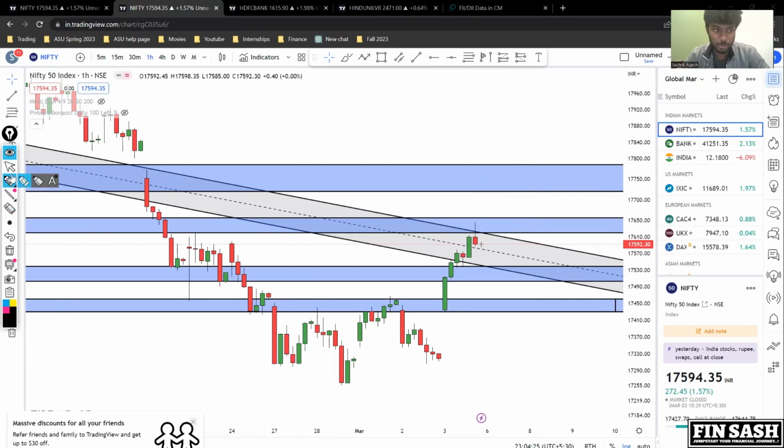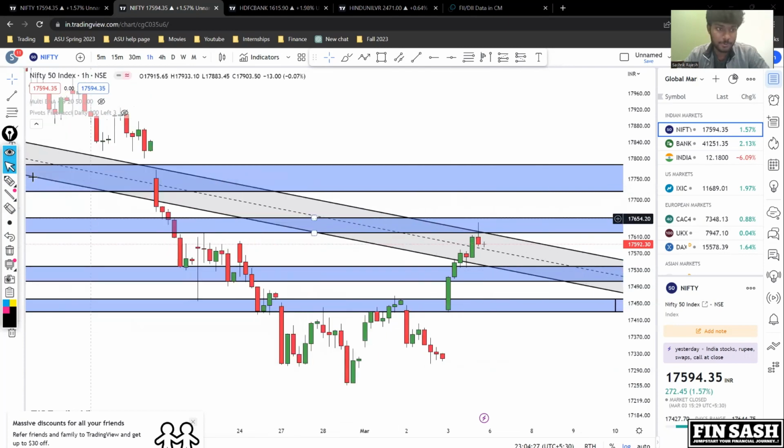So that's the first possibility. The next possibility is the market takes resistance from this level and starts moving down, like we saw in the previous trend line moves. And that's also one possibility. And you guys can keep the stop loss above this level and look for these targets if the market starts coming down.